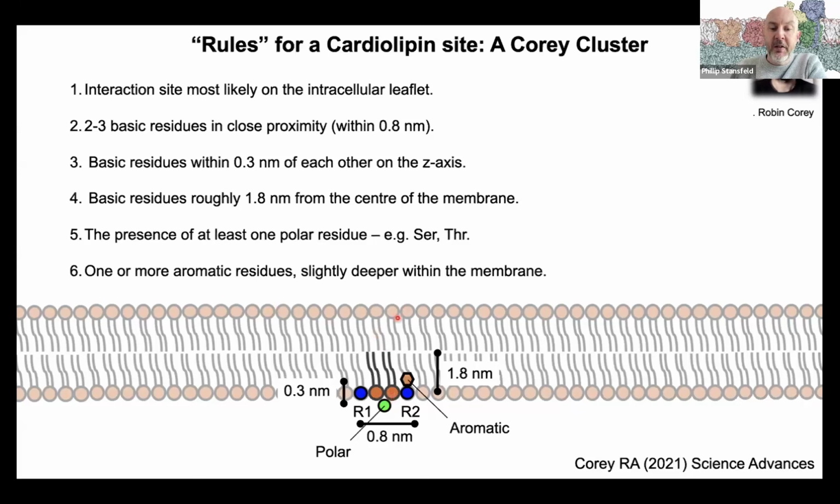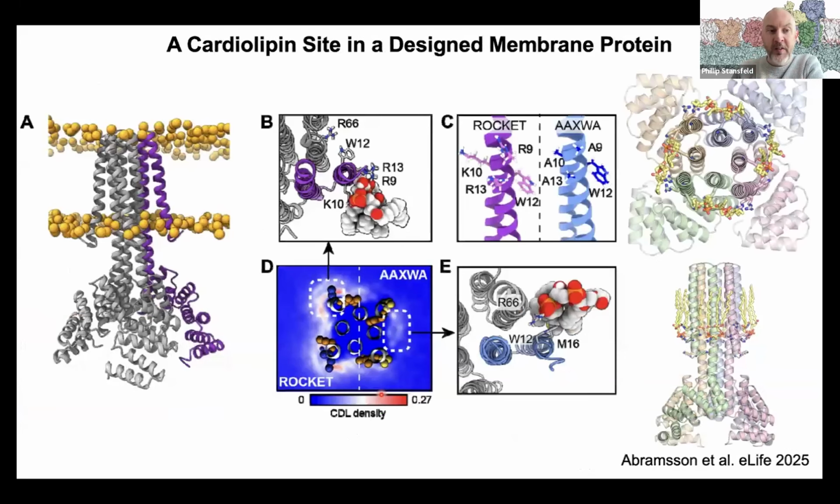We also saw a variety of aromatic residues coordinating the cardiolipin, engaging with these lipids within the membrane. And so we determined that this would be a Cori cluster, an interaction site for cardiolipin with membrane protein structures. Recently we've taken this on, and in collaboration with Michael Landra's group across in Sweden, we were able to identify a binding site for cardiolipin to an actual designed protein.